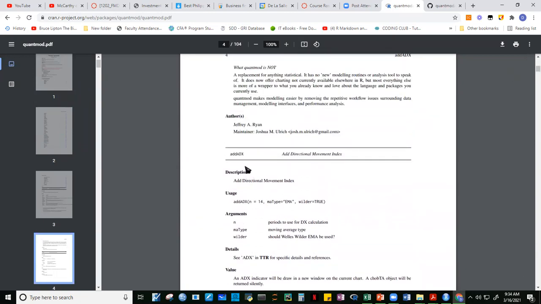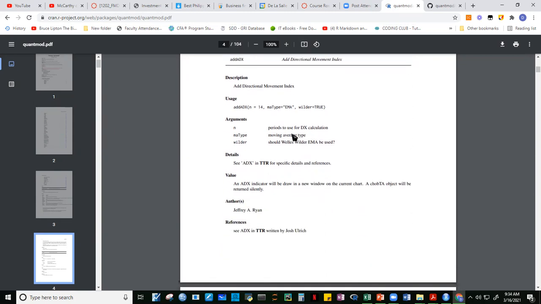and then you have here yung how to use each of these codes. No? Kunyari, itong add ADX. What's this for? Add directional movement index. Okay, so sample ito yung sample ng code. Then arguments, ina-explain niya kung anong N, ano yung function na to, MA type. Yung Wilder, kung gagamitin ba yung Wallace-Wilder EMA. So very specific details about this function. Sabi niya, pwede natin tingnan yung ADX in TTR for specific details and references.